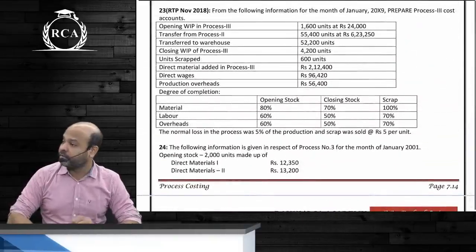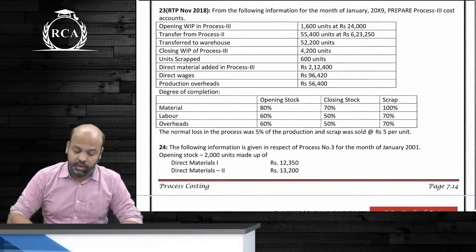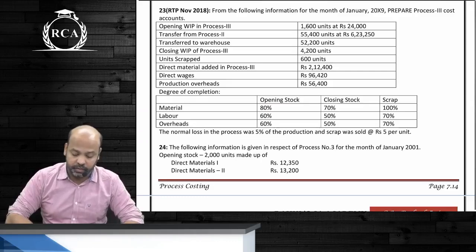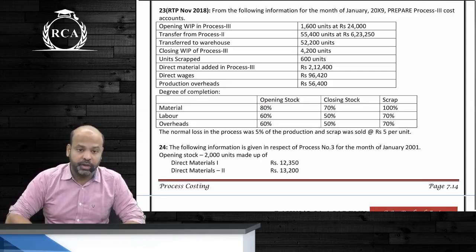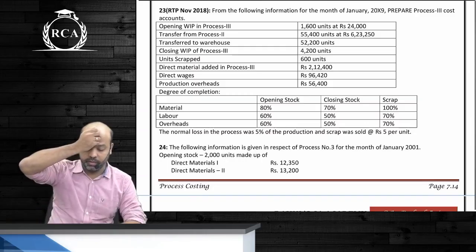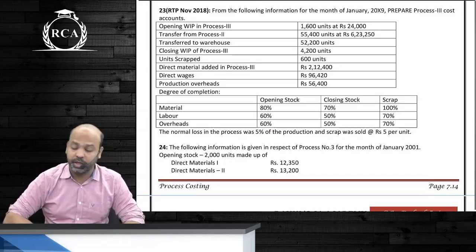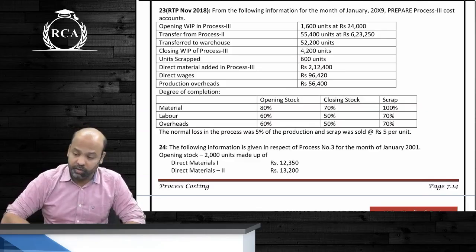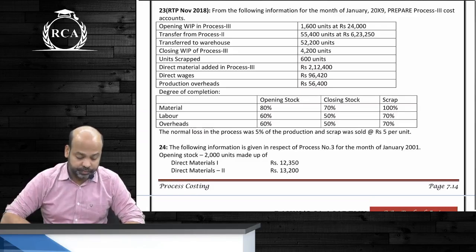From the following information for the month of Jan 2019, prepare the process 3 cost accounts. Opening work in progress in process 3, beta, is 1,600 units at 24,000 rupees. Transfer from process 2 is 55,400 units at 6,23,250. Transferred to warehouse, finished goods, 52,200. Closing work in progress is 4,200 units. Scrapped as 600. Direct materials added in process 3. Direct wages and production overheads.